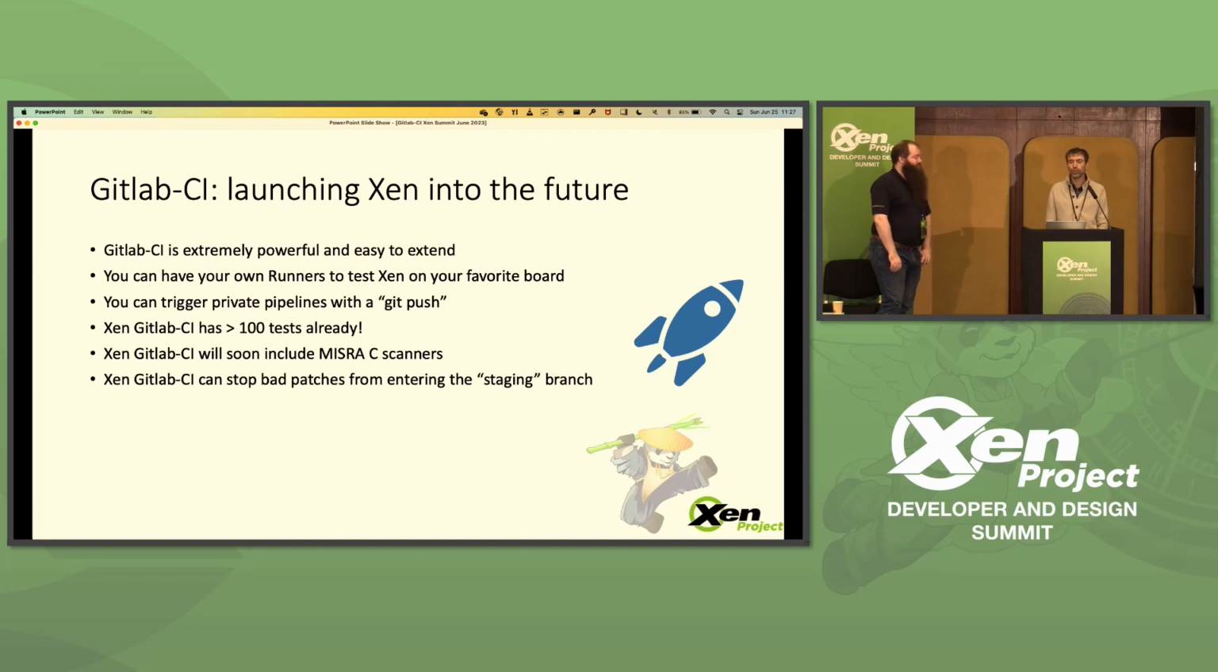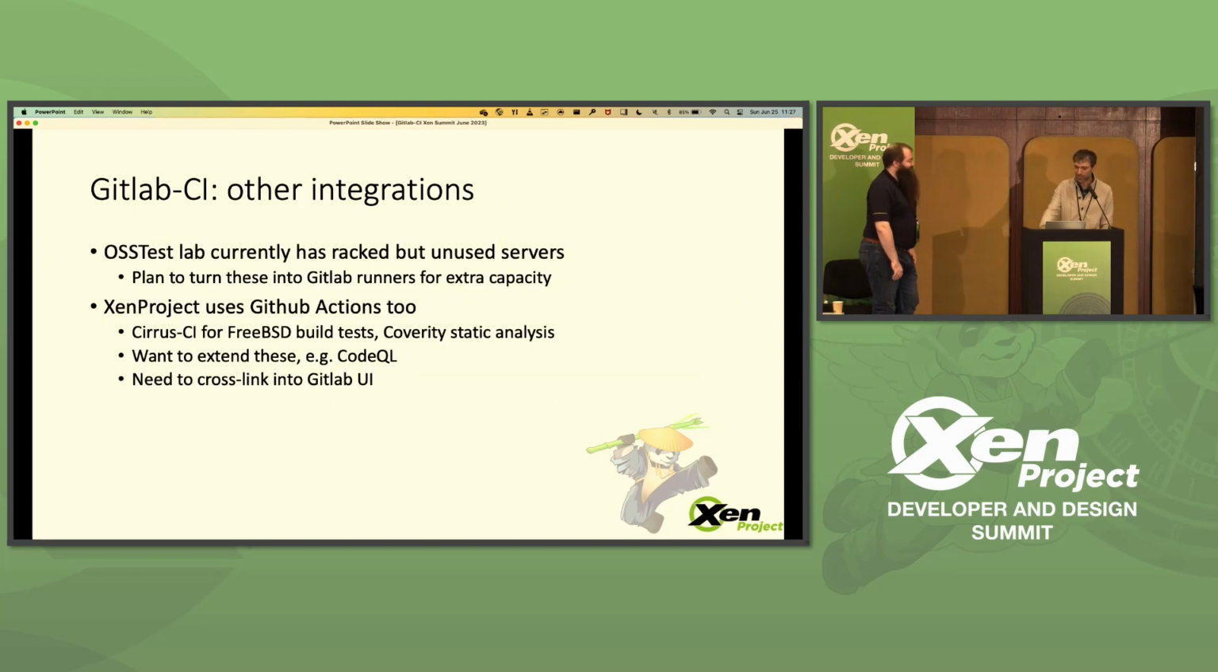And soon we're going to have MISRA-C scanners, and that's going to be, to me, a total game changer, because I think many of the review issues we deal with are things that a MISRA-C scanner will be able to detect automatically. And finally, we're going to have a staging tree free of reverts. Well, not entirely free of reverts, but freer of revert commits compared to today. And with that, I'm going to leave it to Andrew.